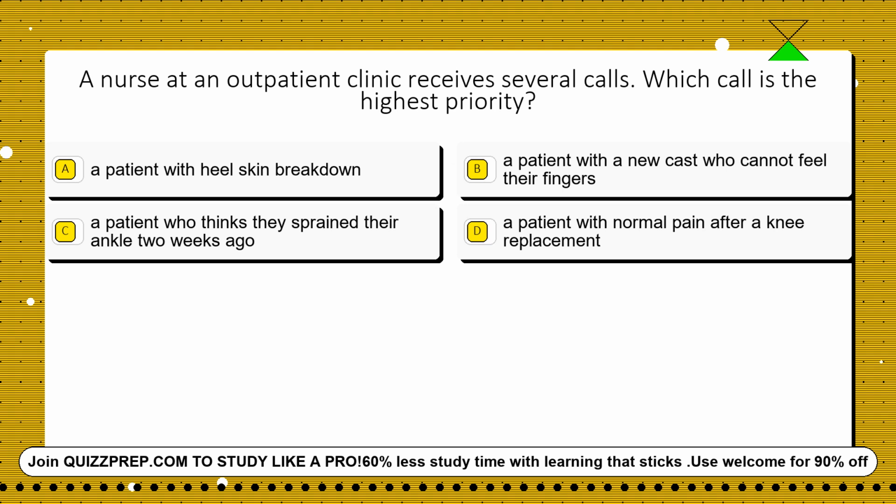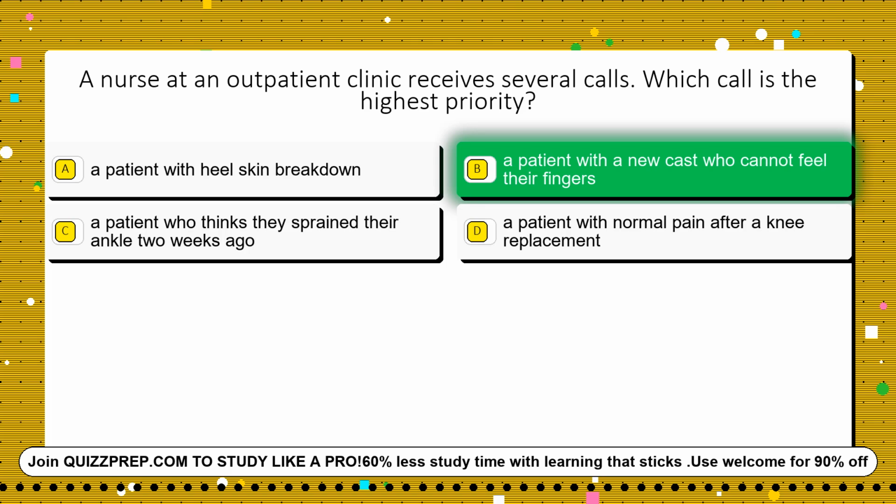Question 12. A nurse at an outpatient clinic receives several calls. Which call is the highest priority? Option A. The patient with heel skin breakdown. Option B. The patient with a new cast who cannot feel their fingers. Option C. A patient who thinks they sprained their ankle 2 weeks ago. Option D. The patient with normal pain after a knee replacement.